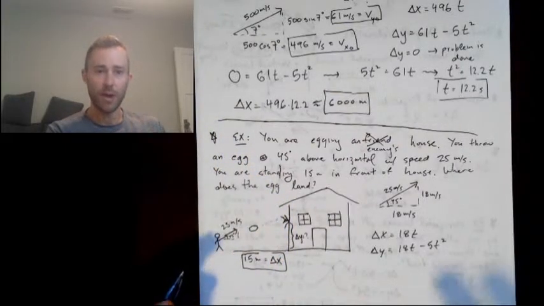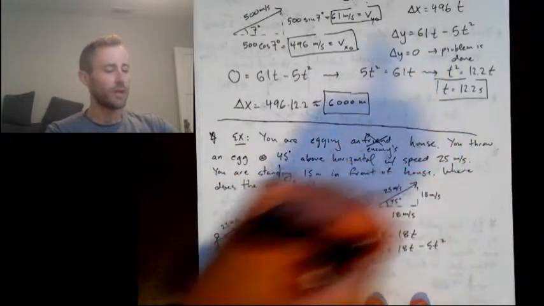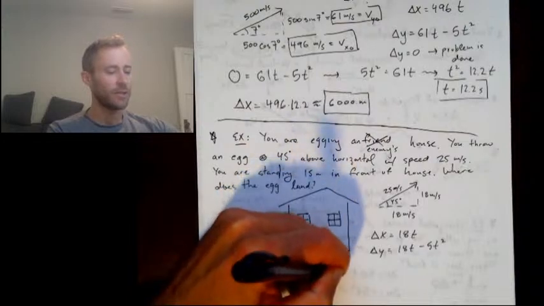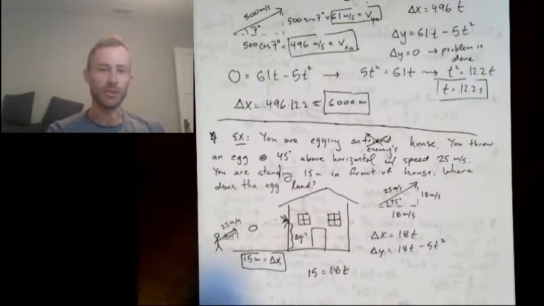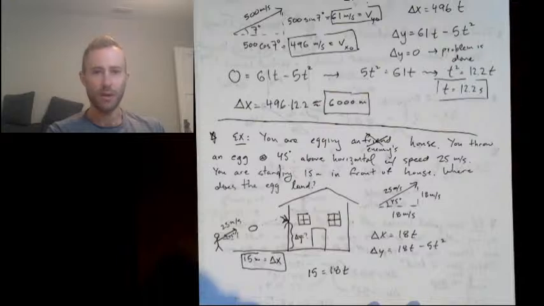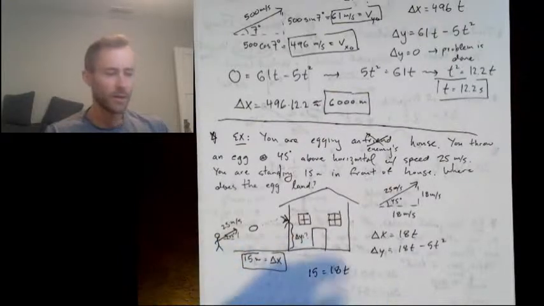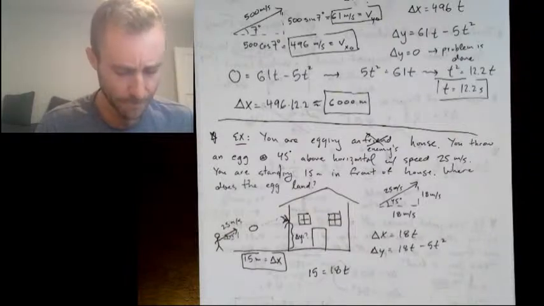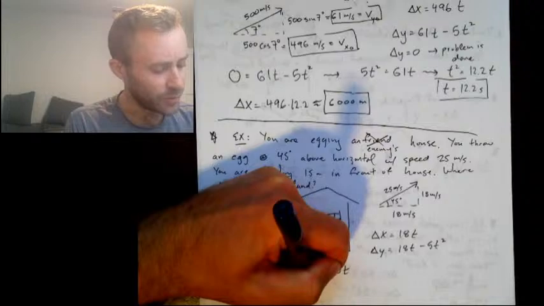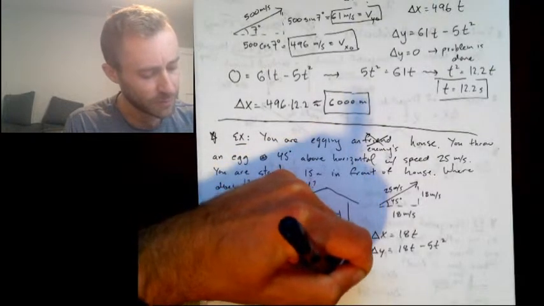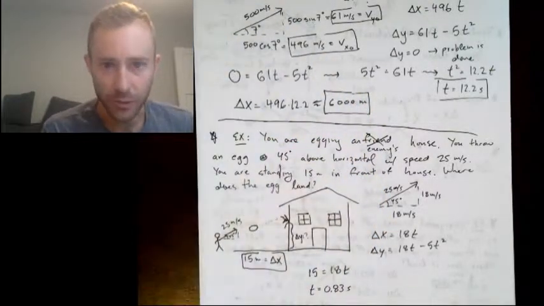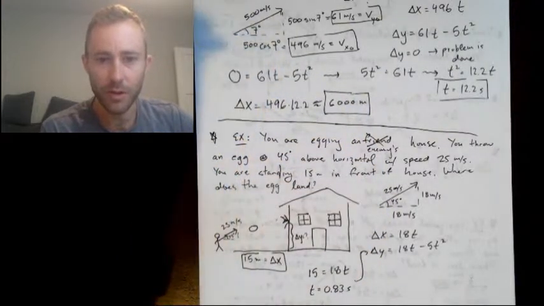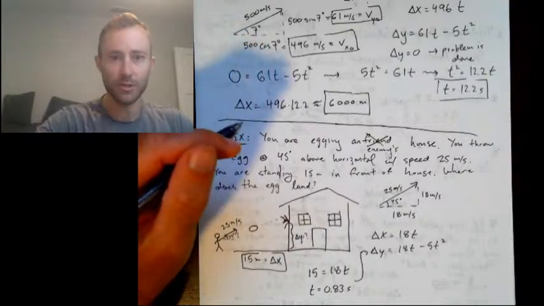So to get the time of flight, what we would do is we would take our delta x equation and we would say 15 equals 18t. So this is our delta x equation with a specific value for delta x plugged in. Divide both sides by 18. And we get, it's going to take 0.83 seconds to impact the house, which we then plug into our delta y equation, and we can figure out how high up on the house it's going to hit.